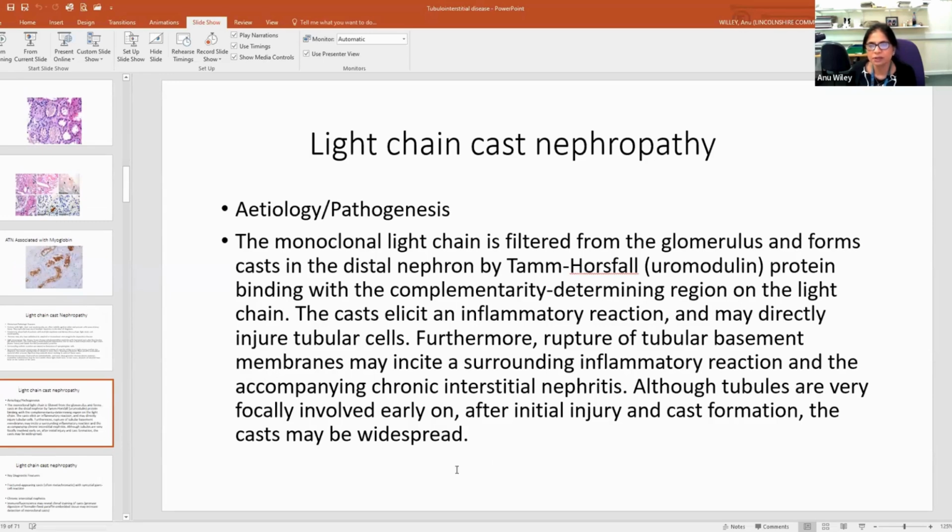As I just said, the etiology and pathogenesis of light chain cast nephropathy is a monoclonal light chain that is filtered through the glomerulus, which then forms a cast in the distal nephron by joining with uromodulin, or the Tamm-Horsfall protein. These casts then elicit an inflammatory reaction, sometimes rupturing the tubules and forming giant cells.